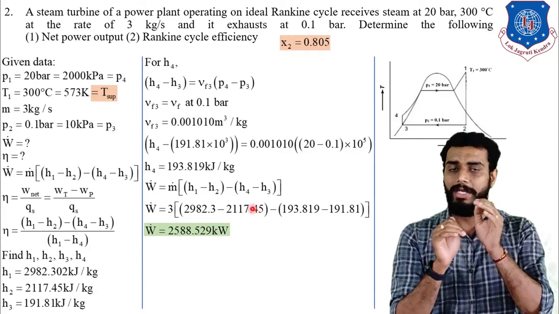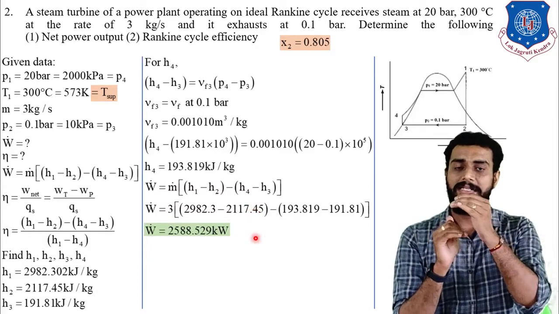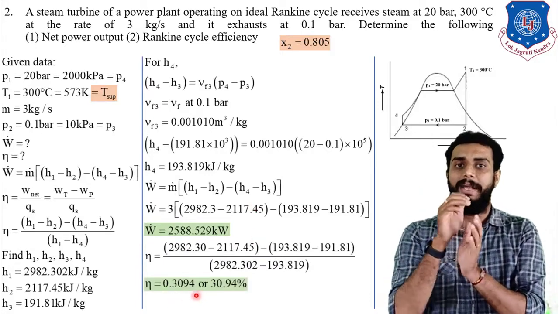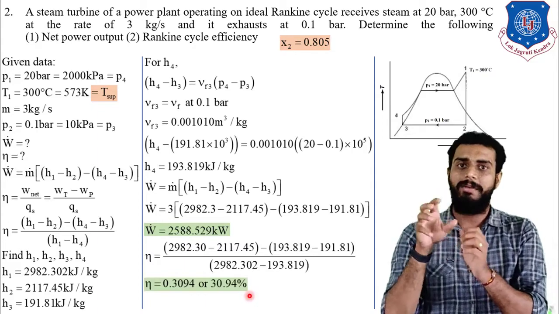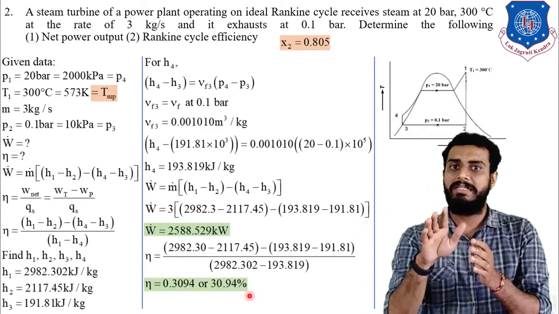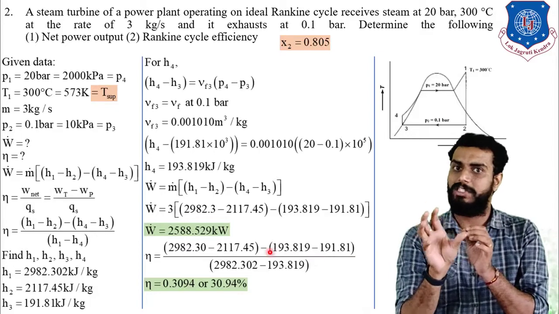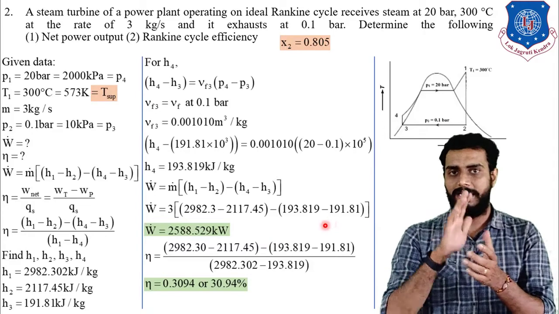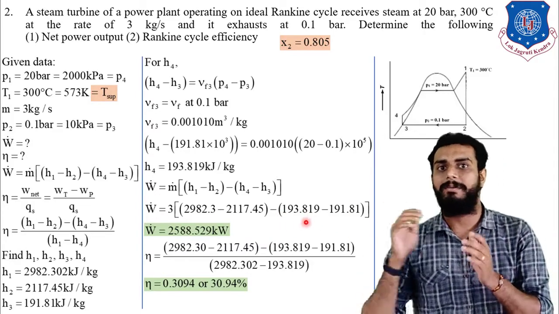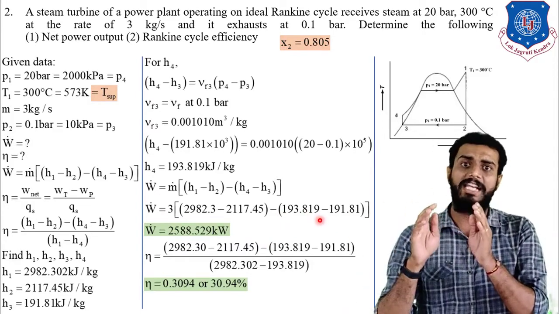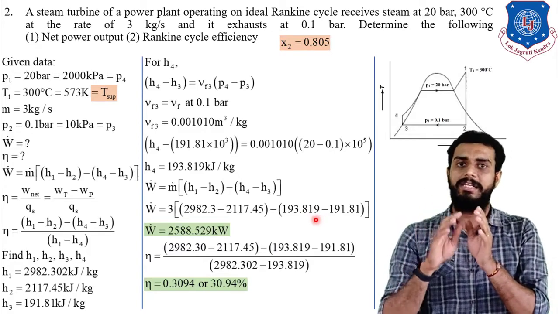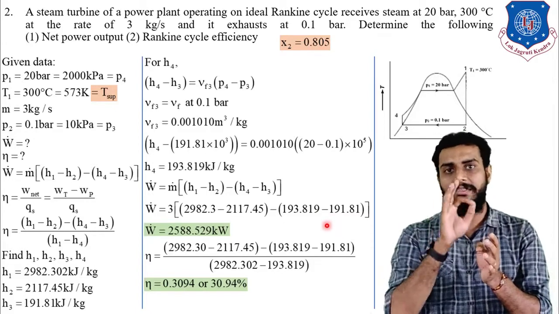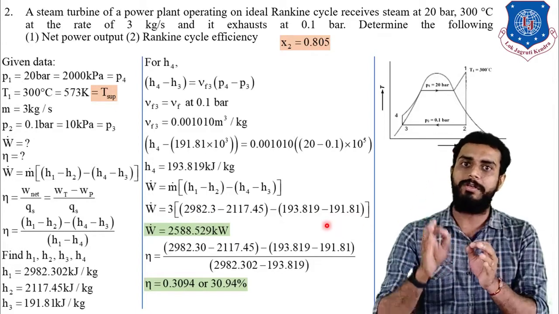Now you can observe and appreciate that the pump work is very small. At h3 you have the enthalpy of 191.81 and at h4 you have 193.819. So there is very small pump work. Many times in academic numericals it will be asked to neglect the pump work. The reason is that you have only approximately 2 to 2.5 kilojoule per kg of pump work, which is small or negligible compared to the turbine work. That is why, majority of the time in numericals, it is asked to neglect the pump work. If it is asked to neglect, then you have to neglect it. Otherwise, you should take the pump work.